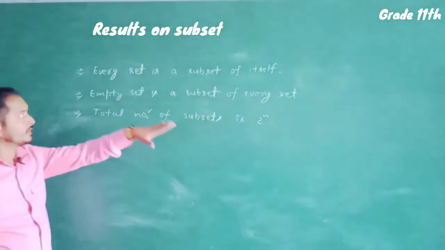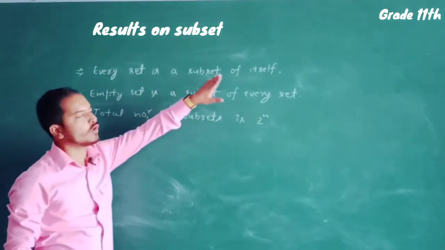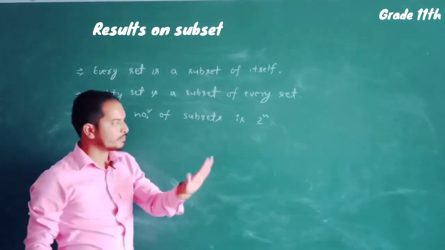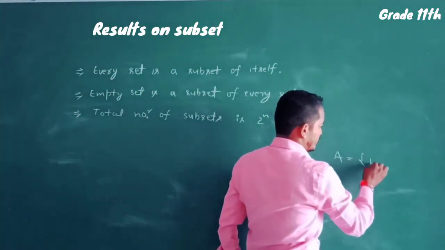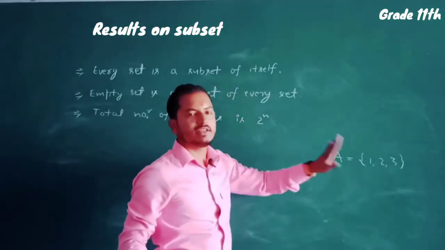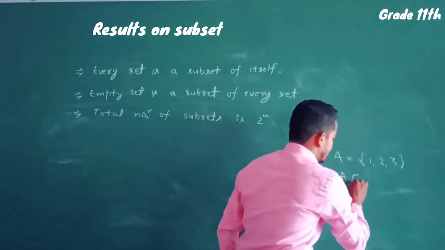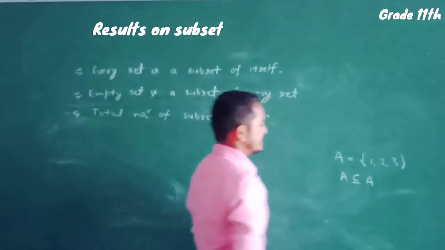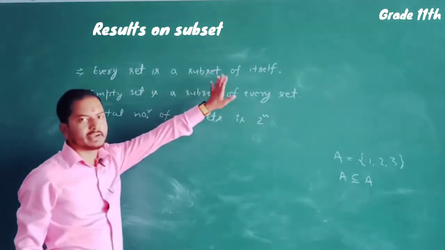On subsets, the first result is that every set is a subset of itself. For example, I have a set A that is 1, 2, 3, then this set is a subset of itself. We can also say that A is a subset of A. This is the first result: every set is a subset of itself.